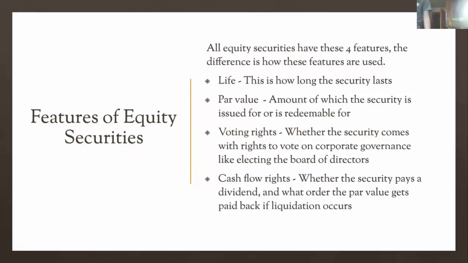And then the cash flow rights are where the security pays a dividend and what order the par value gets paid if a liquidation occurs for the firm. So these are going to be your bond coupon payments, or your dividends from stocks, things like that. Those are cash flow rights. We'll talk about this a little bit later, but different equities have different pecking orders, I guess you could say, when it comes to liquidation.